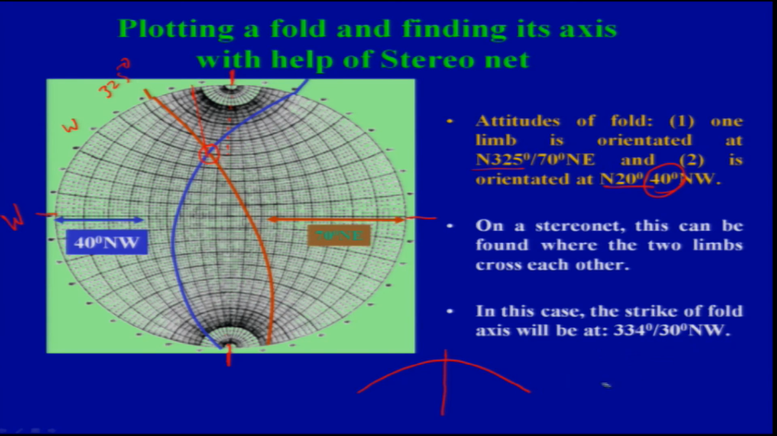So, you were able to measure with the help of two limbs, and the intersection not along the outer circle, you calculated the strike, you got the amount of dip, and then you got the direction of dip of the fold axis here. So, this is your fold axis.